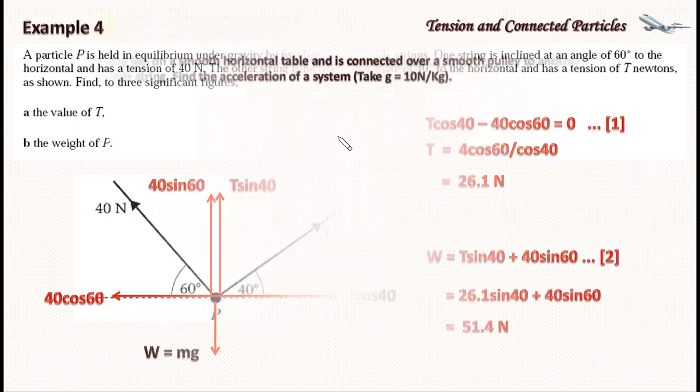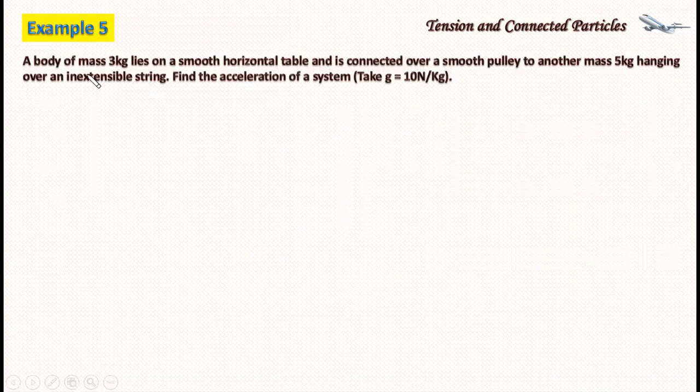The next example. A body of mass 3 kg lies on a smooth horizontal table and is connected over a smooth pulley to another mass of 5 kg, hanging over an inextensible string. Find the acceleration of the system, taking g to be equal to 10 newtons per kilogram.